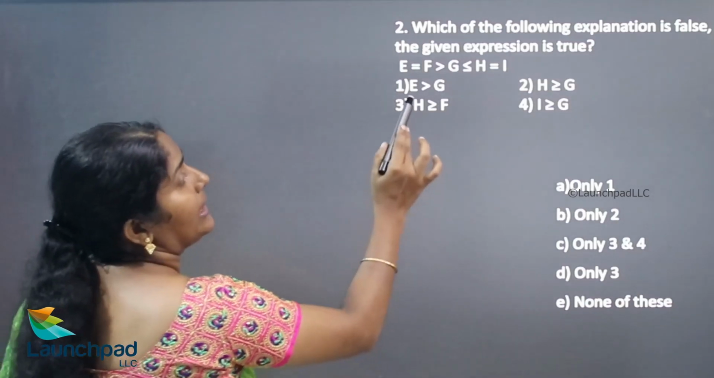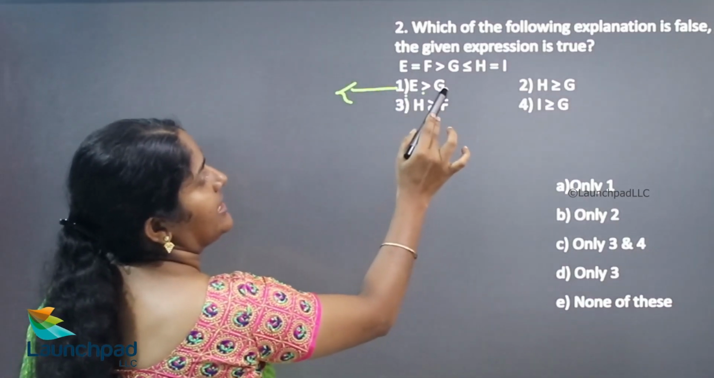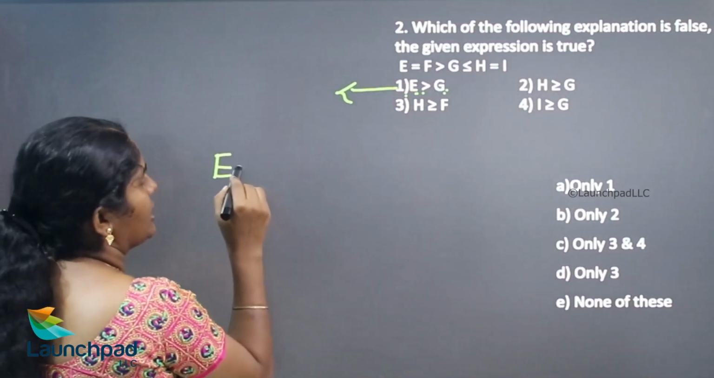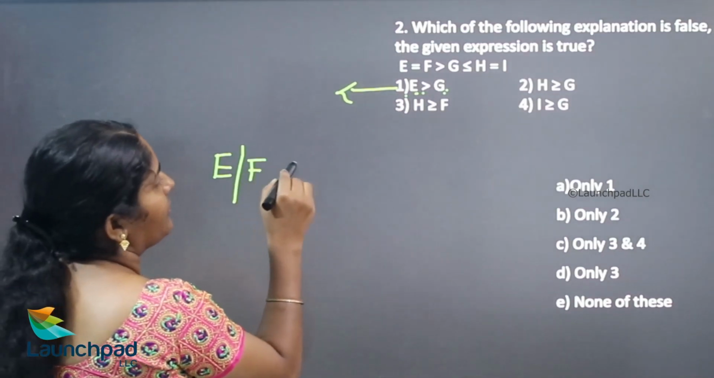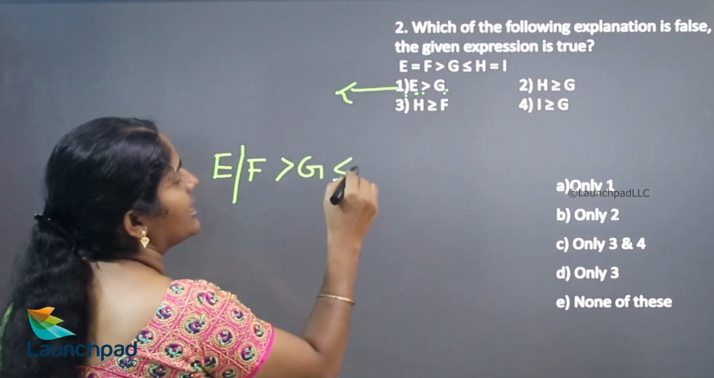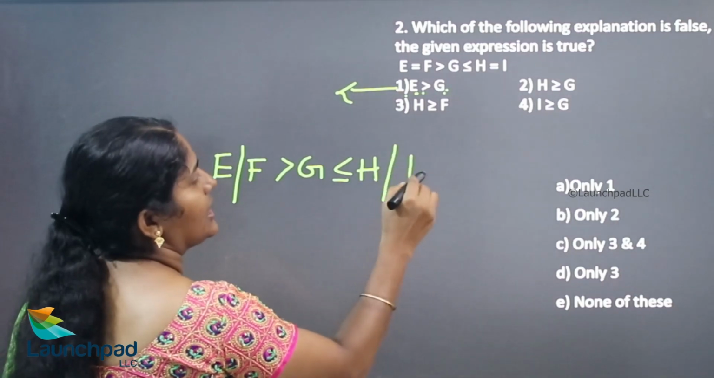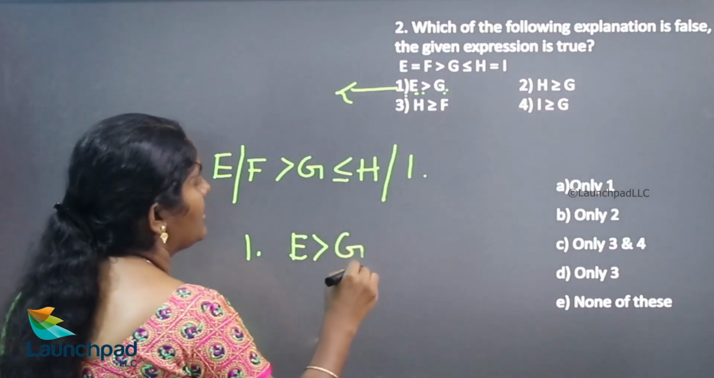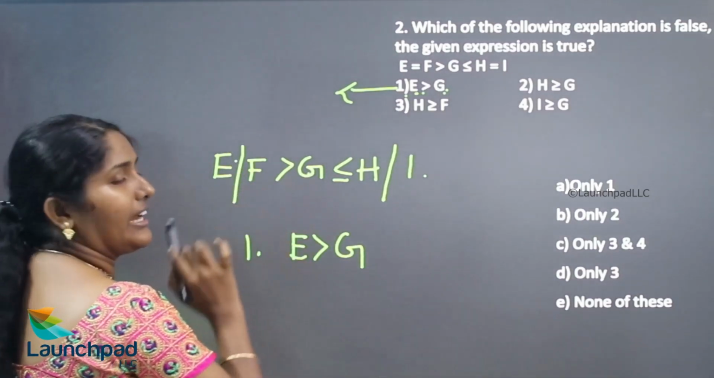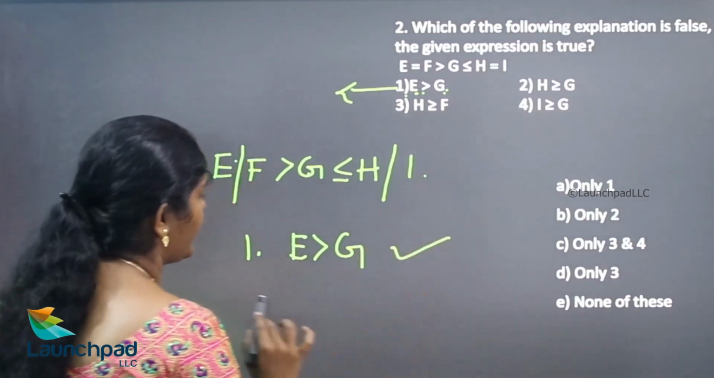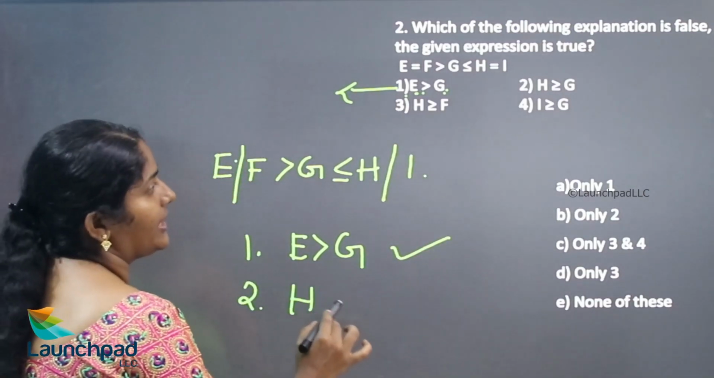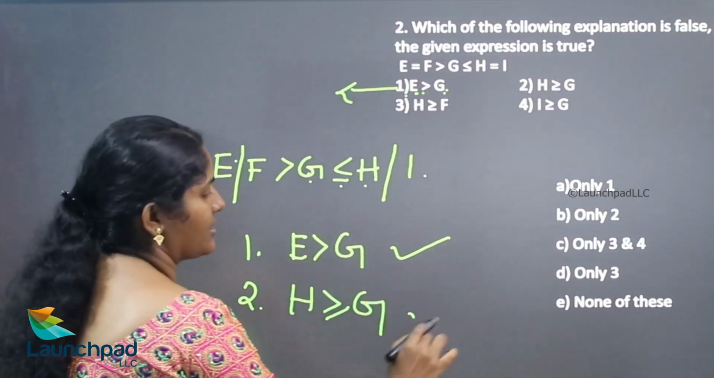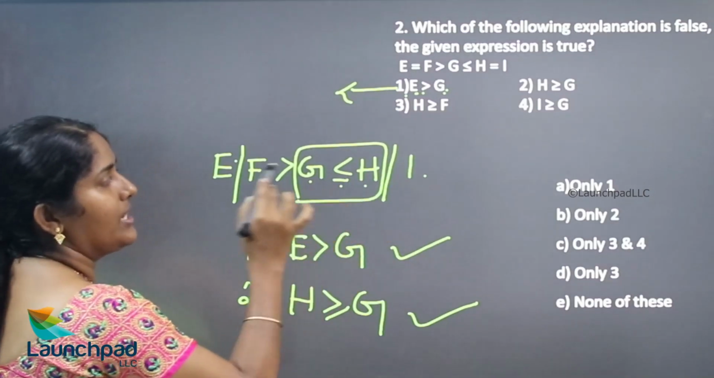Here, the first conclusion, E greater than G. They are giving the equation E greater than G. First of all, what is your statement? Expressions: E slash F greater than G, G is less than or equal to H, H less than or equal to I. First statement, E greater than G. So here E is greater than G, right. And your second conclusion, H greater than or equal to G. Yes, it is right. H is greater than or equal to G.